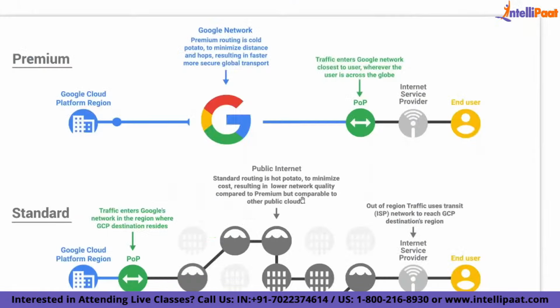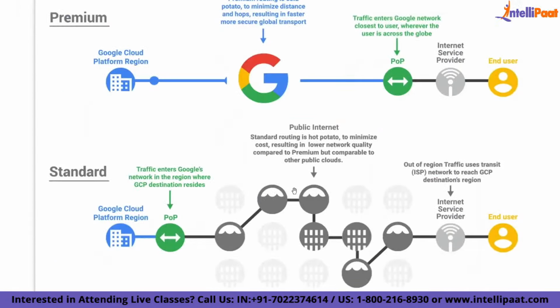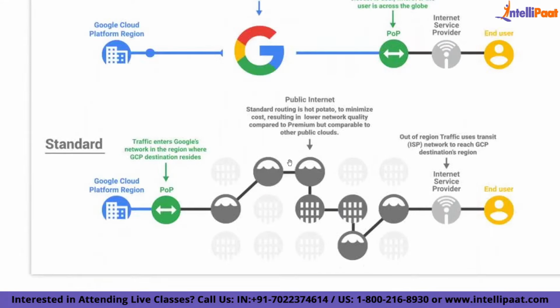So when it comes to the network tiers, there are 2 types of network tiers offered by Google. The first one is called standard. No big deal with this. What happens is, end user, so assume it's me here, I'm connected to my ISP, internet service provider, and when I transfer any packet, it goes via public internet. This is called a hot potato. It keeps on having lots of hops over the public internet.